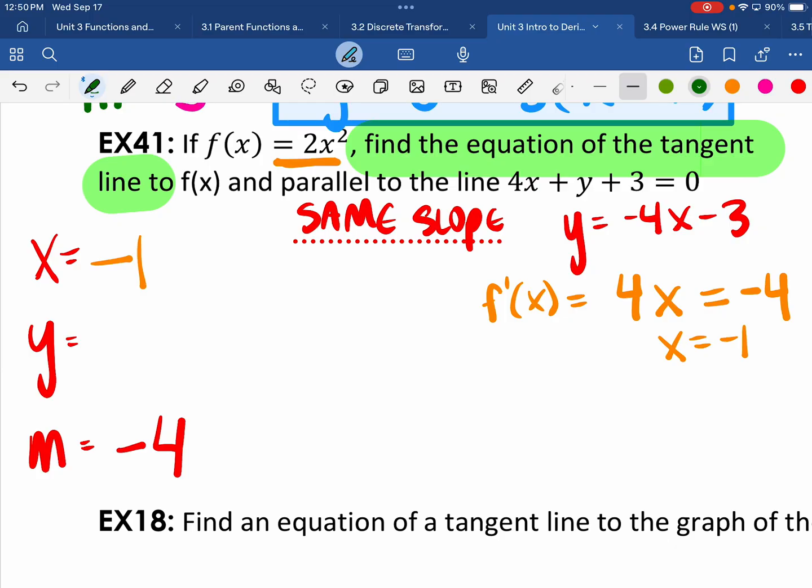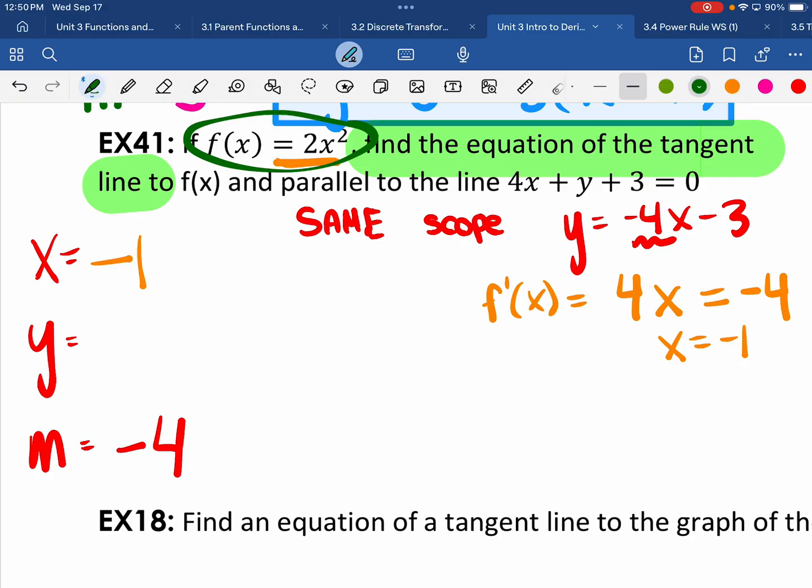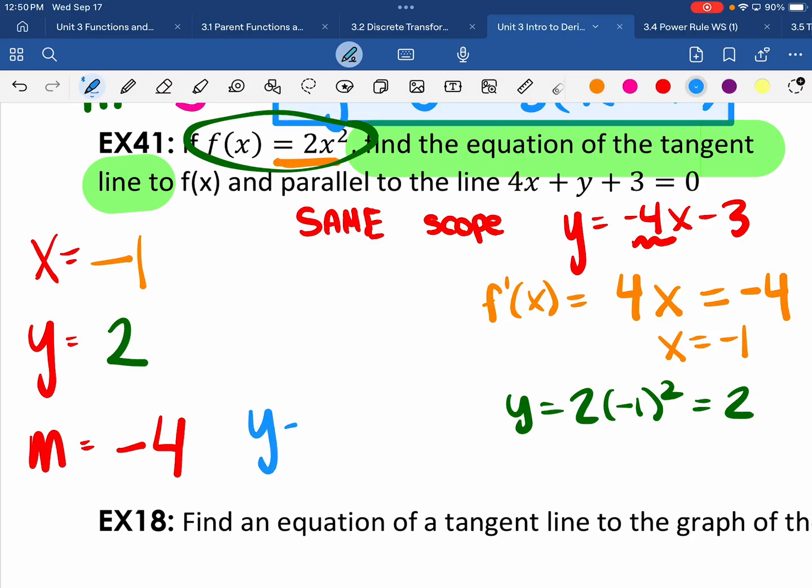And once you get your x value, you plug it into the first equation. No, no, I'm sorry. You plug in -1 into the function equation you're trying to find the tangent line to. So we'll plug -1 into the 2x squared. So 2 times -1 squared. So your y value is 2. Now that you have x, y, and slope, then we can write the equation of the tangent line. y minus 2 equals -4 times x plus 1.